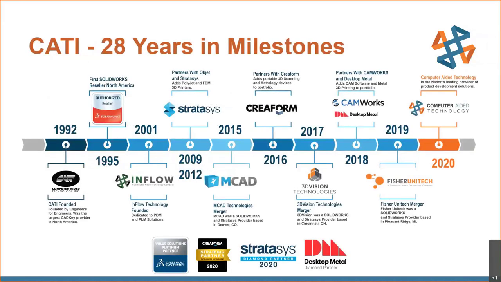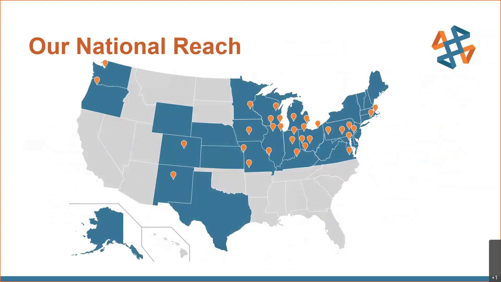First, a word about CATI. As the first North American reseller of SOLIDWORKS solutions, CATI has been working with engineering and design firms for a little over 28 years. We provide some industry-leading software and hardware solutions to our customers. The mergers with other great resellers like MCAD, 3D Vision, and Fisher Unitech along the way have allowed us to form a strong team with many years of experience in sales, engineering, project management, and technical services. We currently have 34 training facilities and offices in 30 states, plus the District of Columbia.